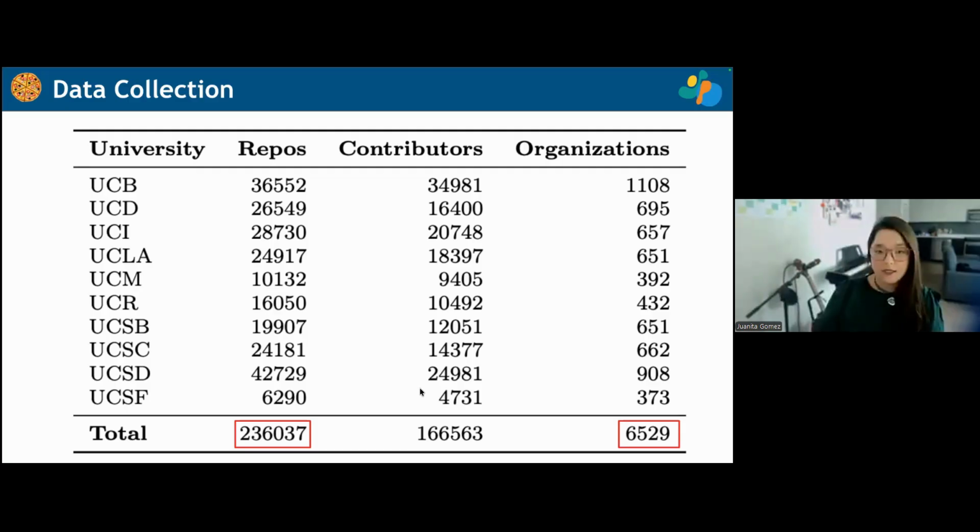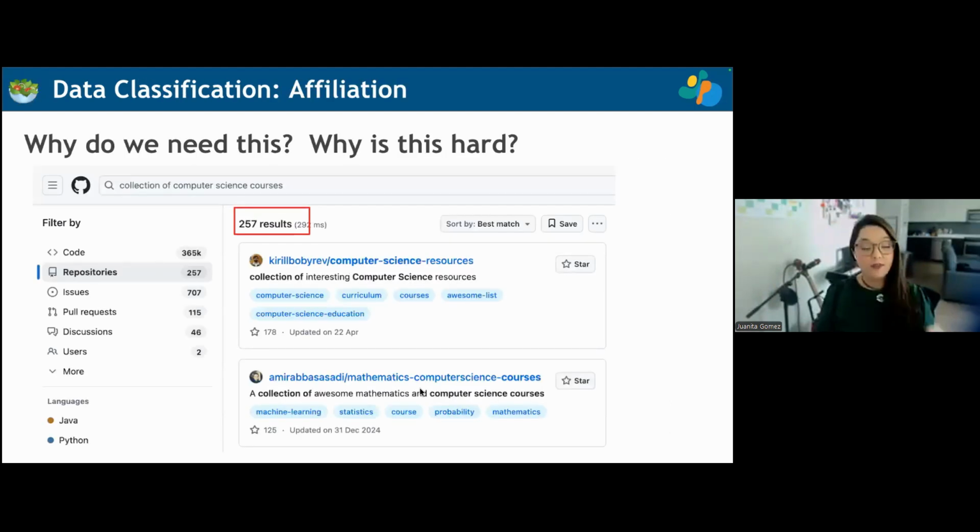The problem is that this data is just keyword matches. So the first thing that I needed to actually do was determine whether this data was affiliated with the university, and I'm going to convince you that this is a hard problem. There are a lot of false positives in the data that I collected. Here are some examples. There are a lot of repositories that contain a collection of computer science courses, or a collection of universities in the US that have XYZ program.